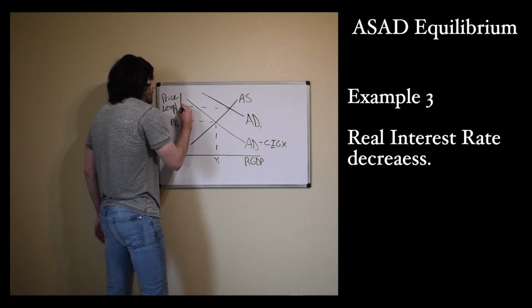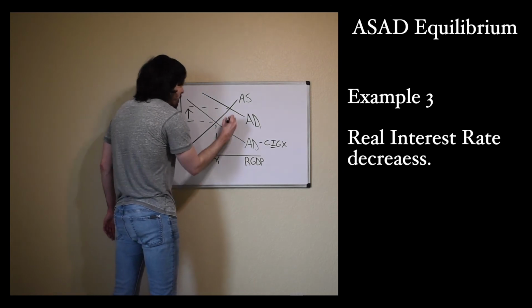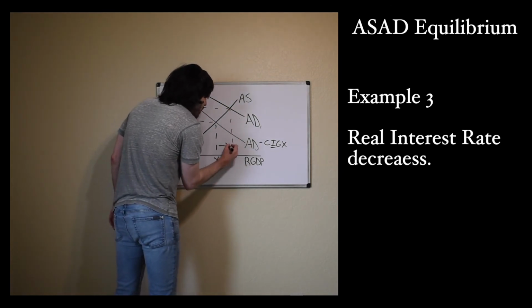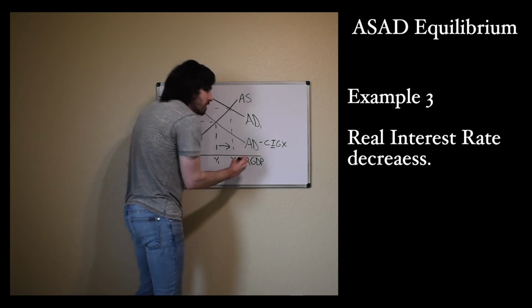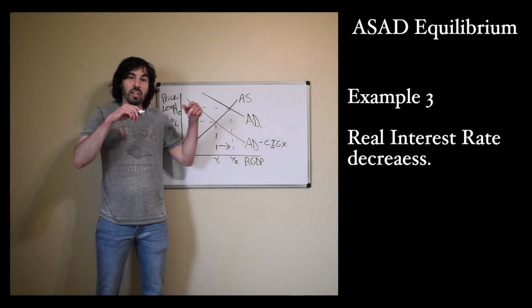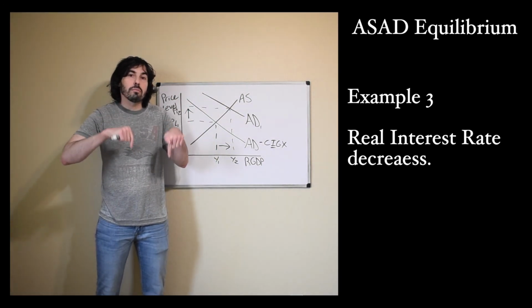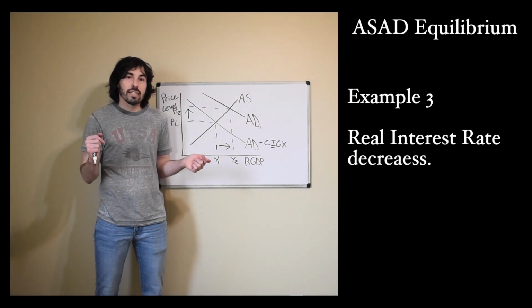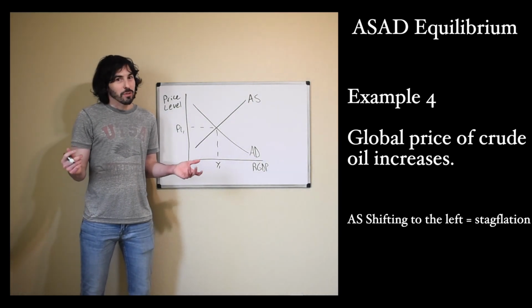Now our price level has increased. And our output has increased as well, and that means that our real GDP is increasing, and because our production is increasing, our unemployment rate is going to be going down. Hooray! Now, the real last one.